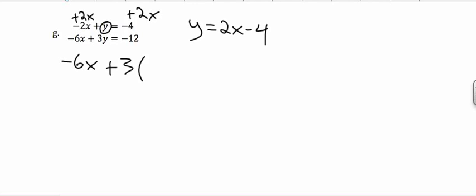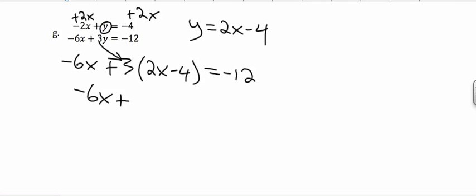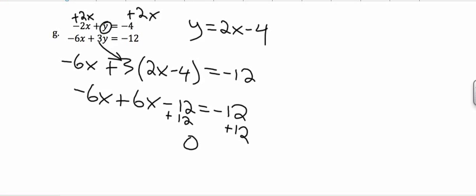And we definitely need to use parentheses here. So again, that 3 that was there, that 3's got to stay. All I'm taking out is the y. Now I've got a lot of simplification to do. So I get negative 6x plus 6x minus 12 equals negative 12. I'm going to add 12 to both sides and combine my like terms. Negative 6x plus 6x is 0, and I end up getting 0 equals 0.